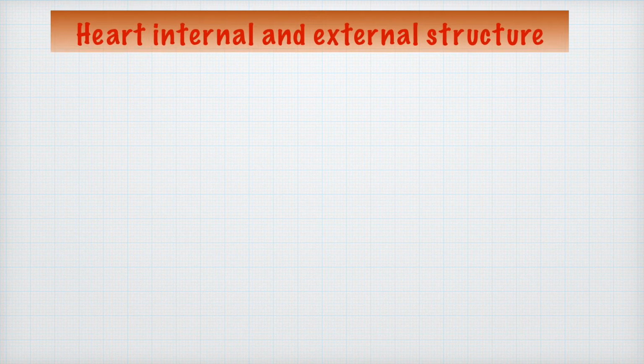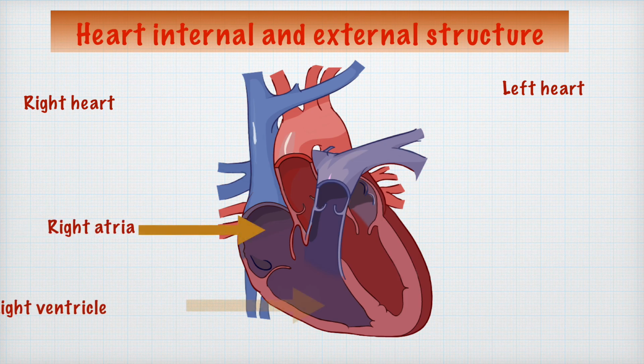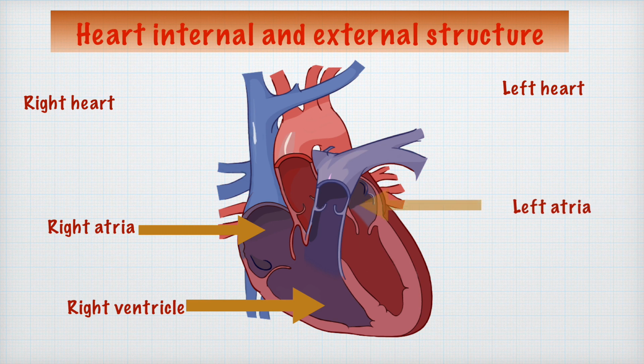In the last video, we discussed the heart's internal and external structure. Let us do a quick revision of the topic. As you can see, the blue portion makes the right heart and the red portion makes the left heart. The heart has four chambers. The right upper one is the right atrium, the right lower one is the right ventricle, the left upper one is the left atrium, and the left lower one is the left ventricle.